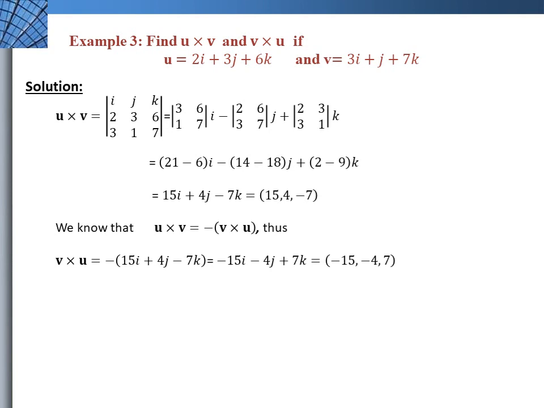And what is our V cross U? As with our previous problem, V cross U equals minus of U cross V, so we get minus of 15i plus 4j minus 7k, which is equal to minus 15i minus 4j plus 7k, which is equal to minus 15, minus 4 and 7.